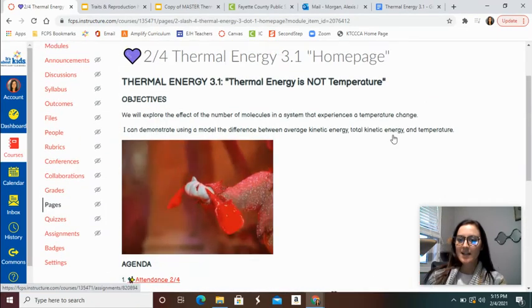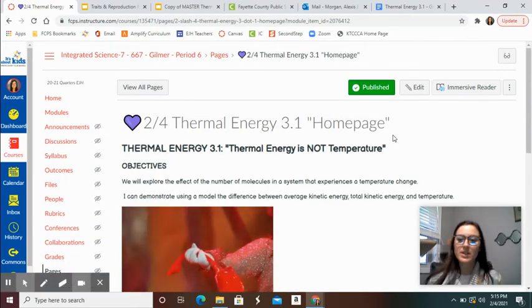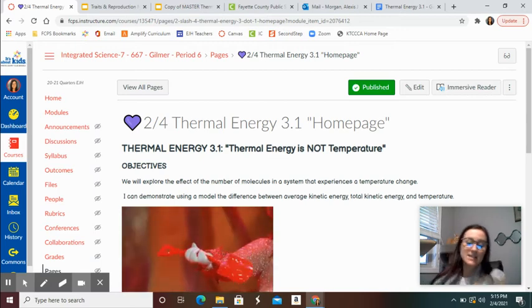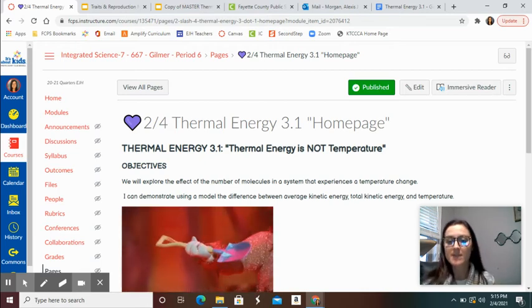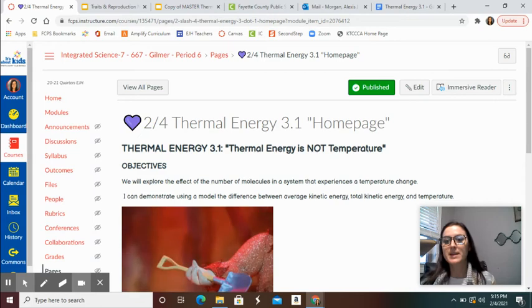Right, guys, this is going to be the recording for Thermal Energy 3.1, and the entire theme of this lesson is that thermal energy is not temperature. Throughout this unit, we've learned that the speed of molecules affects temperature and kinetic energy.